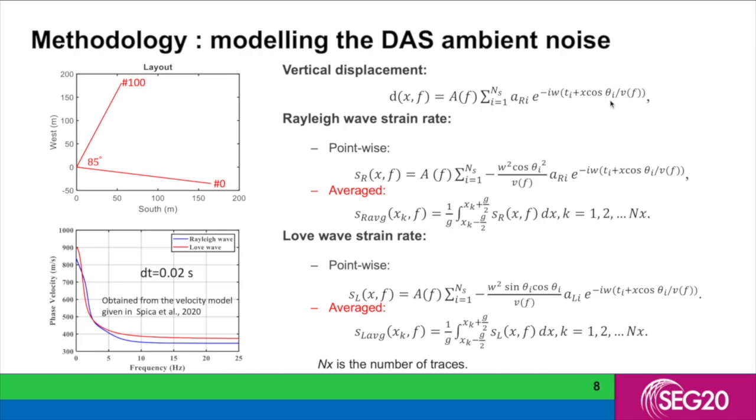Theta I is the direction of propagation of the I source, and capital A is the amplitude spectrum obtained from the real data. Rayleigh and Love wave strain rate are obtained by averaging the pointwise strain rate in a certain range called gauge length. From the DAS ambient noise equations, we can see that if the array is in L shape, there is always no polarity reversal in the Rayleigh wave strain rate, while there is always polarity reversal in the Love wave strain rate. And for Love wave strain rate, there is always no amplitude projection.